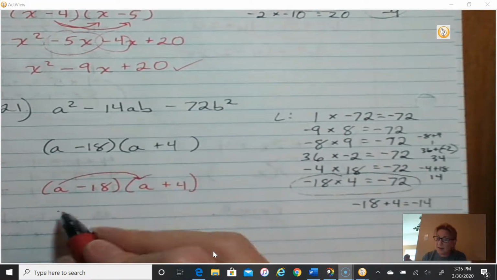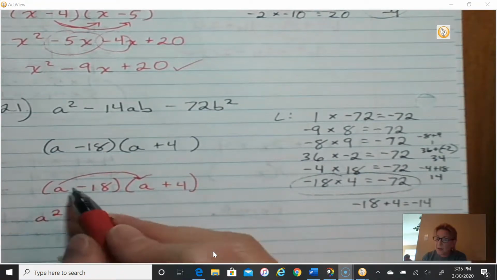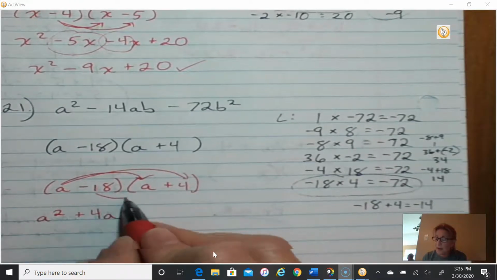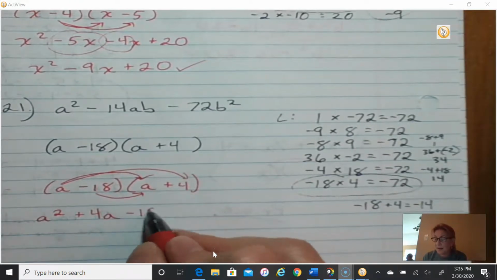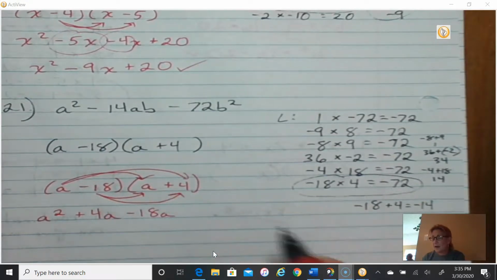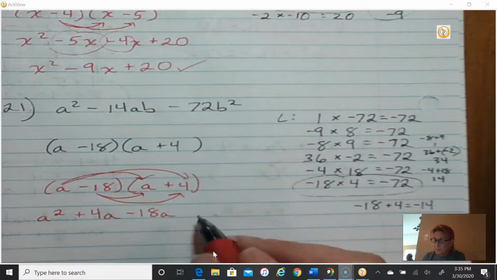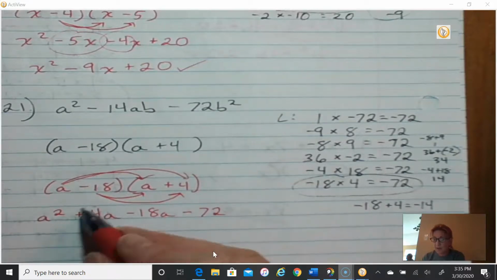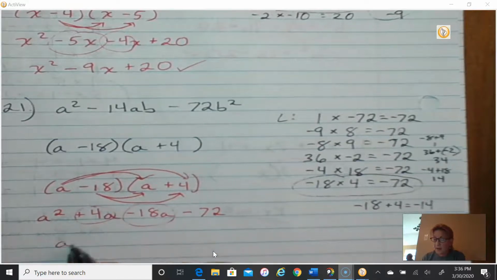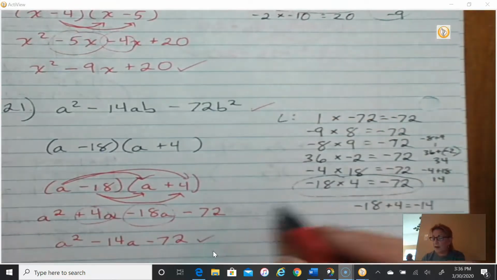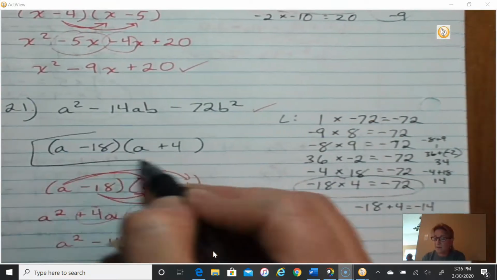A times A is A squared. A times 4 is 4A. Negative 18 times A is negative 18A. And negative 18 times positive 4 is negative 72. Combine your like terms. I get A squared minus 14A minus 72. And that checks with that. So this is my answer.